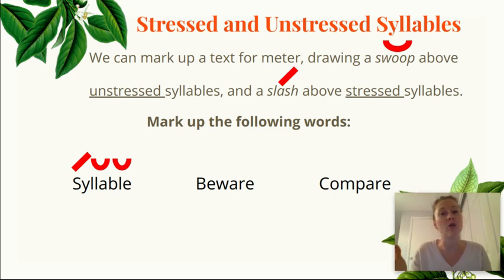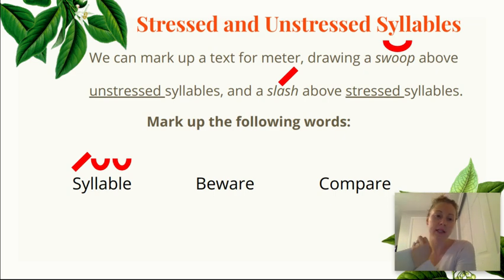Now, in English, we don't use accent marks. We learn the rhythm of the language and we follow the rhythm of the language, but we still stress certain syllables. And if you changed the stress, it would change the word. We can mark these by drawing a swoop, or a little U shape, above unstressed syllables and a slash above stressed syllables.